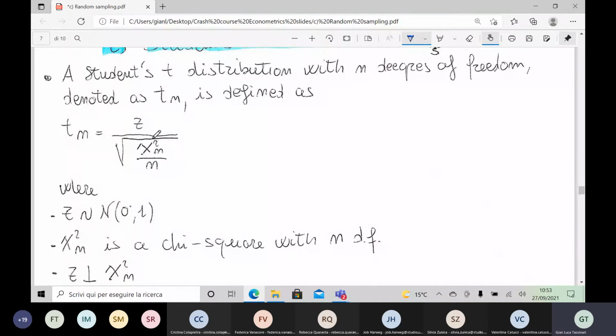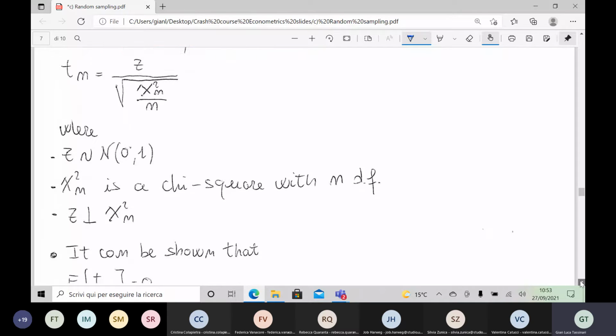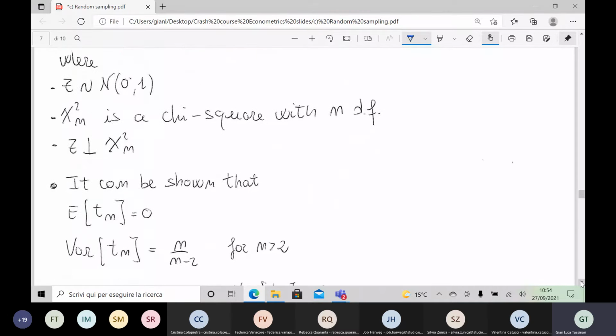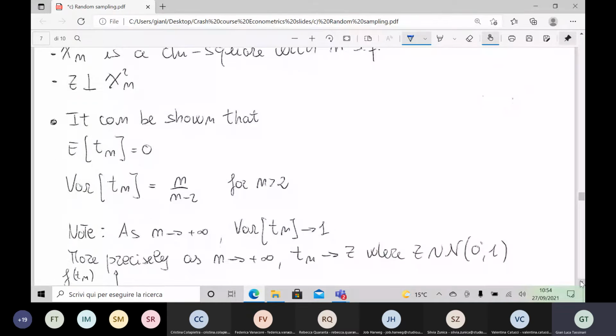Okay. In particular, guys, maybe it can be useful sometimes to remember that the expectation of a student's t distribution with n degrees of freedom is equal to 0. The variance of a student's t distribution with n degrees of freedom, it is possible to show, depends only on the number of degrees of freedom, and is in particular n over n minus 2.